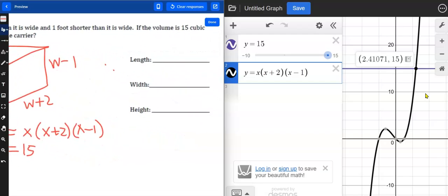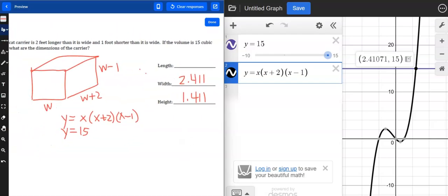So we should go with a width of 2.411. We should go with a height of 1.411. And we should go with a length of 4.411. So let the calculator do the work.